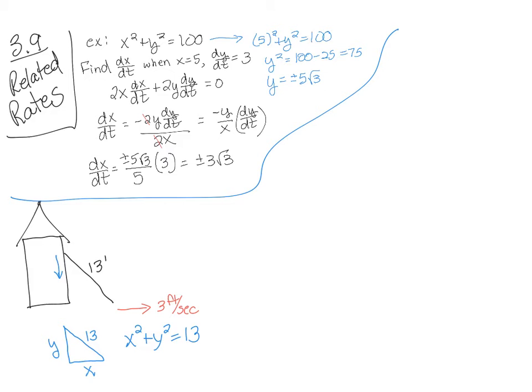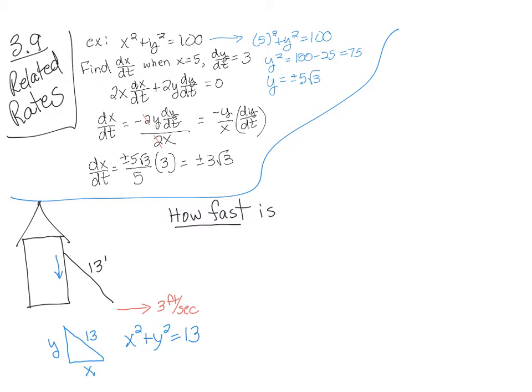So here's the question. How fast? By the way, when you see those words, how fast, your brain should say find the derivative with respect to time, because how fast is the rate of change, and it's related to time. So you know you're going to find d something dt.